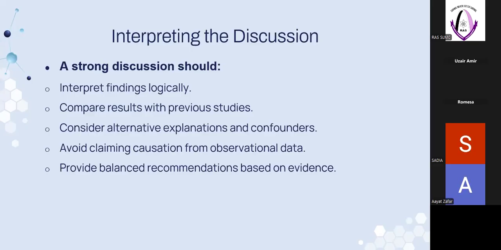So the study which was conducted later on should mention that most researchers say that hypertension exists in old age, but our study does not say that. It fell short due to some reasons. It should also mention why our results may vary from the original or already published research. Apart from that, we have to consider alternative explanations and confounders, avoid claiming causation from observational data, and provide balanced recommendations based on evidence.